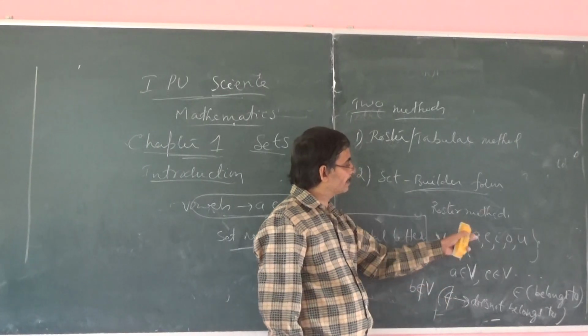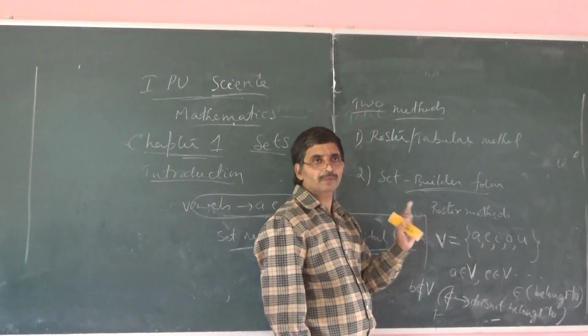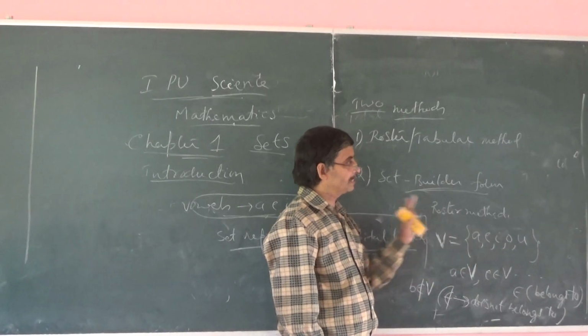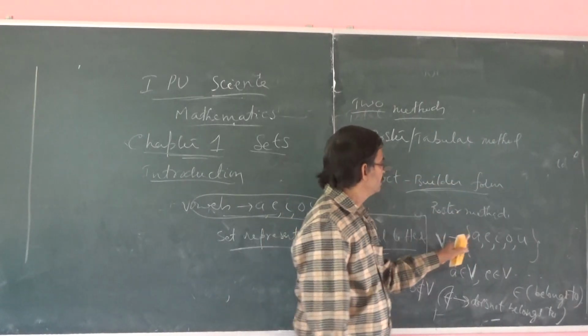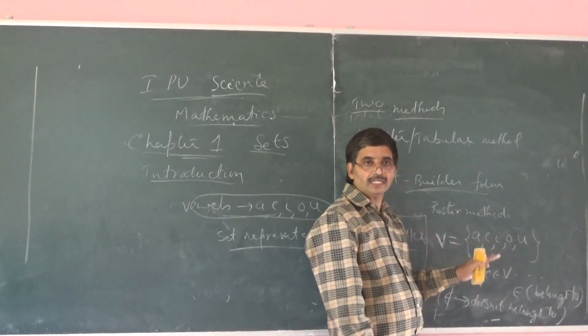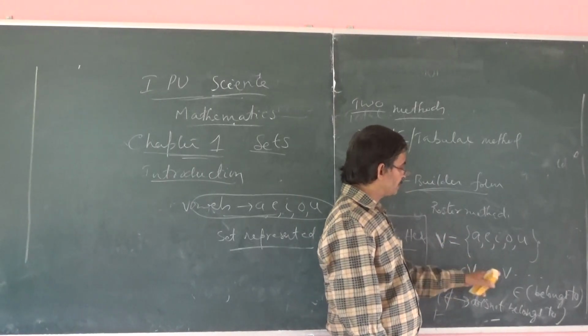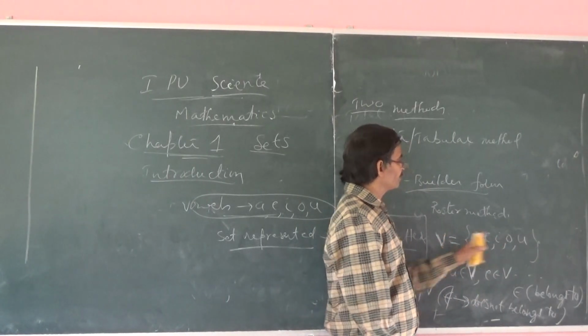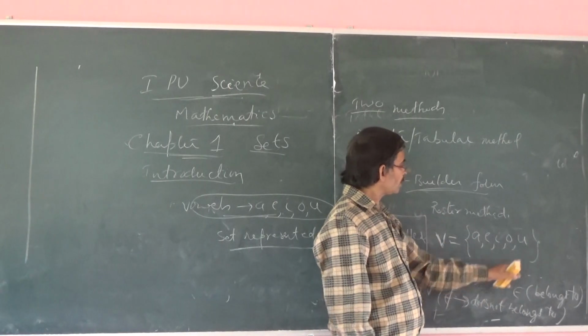In the same way, you can take only the elements. What are the elements belonging to B? 5 elements are there, which are vowels: A, E, I, O, U. All these elements belong to B. A belongs to B. E belongs to B. I belongs to B. O belongs to B. U belongs to B.